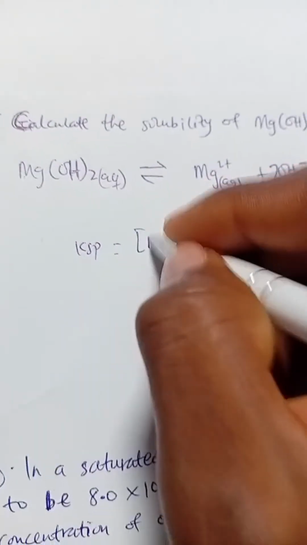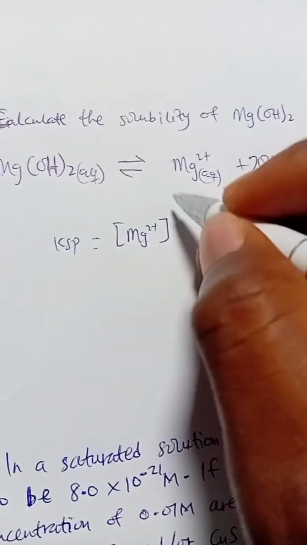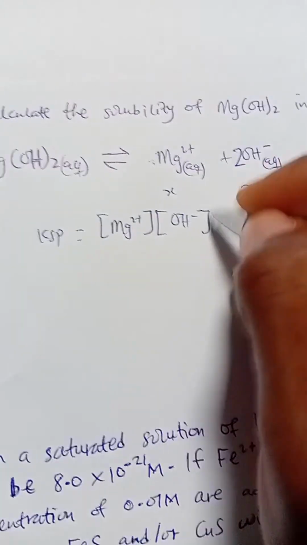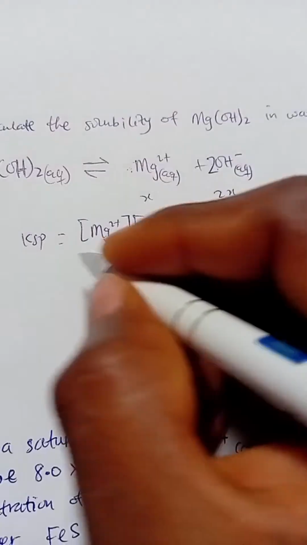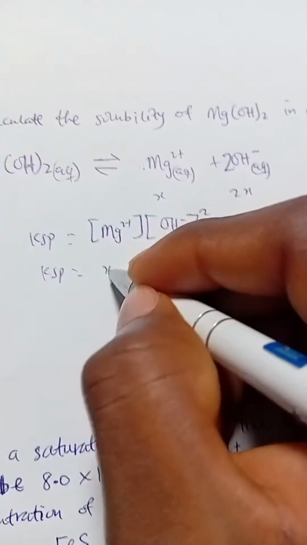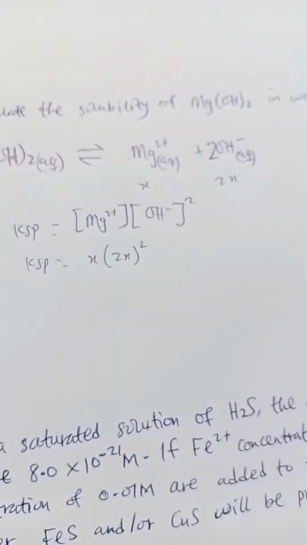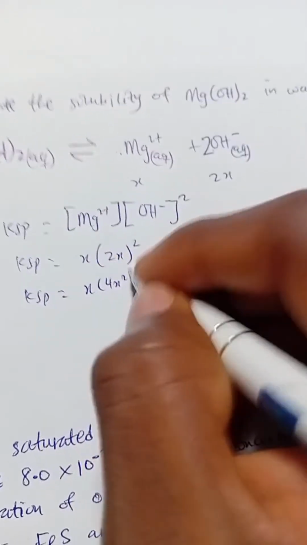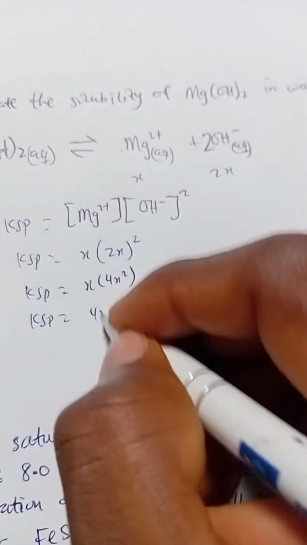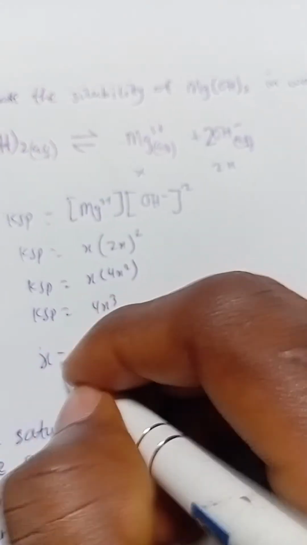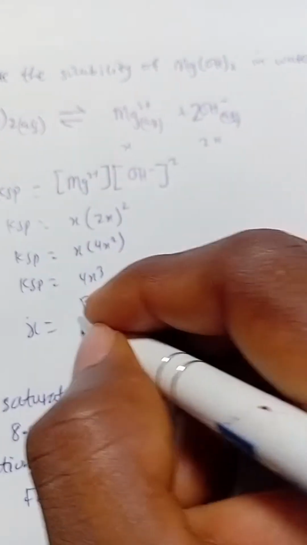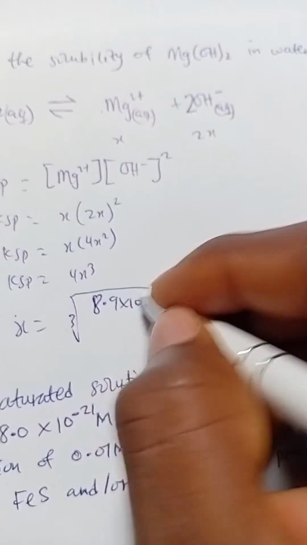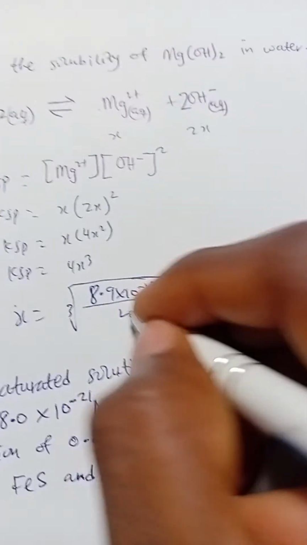Ksp equals the concentration of Mg2 plus to the power 1, stoichiometric coefficient is 1, multiplying the concentration of OH minus to the power 2, stoichiometric coefficient is 2. Ksp equals X multiplying 2X to the power 2. Ksp equals X multiplying 4x squared. Ksp equals 4x cubed. Yeah, so we can do the same thing with it. Cubic root of Ksp, which is 8.9 by 10 to the power minus 12, all over 4.